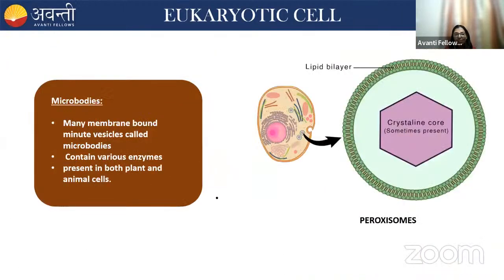Next are the microbodies. They are membrane-bound minute vesicles. They contain various enzymes. They are found in both plants and animals. Examples: peroxisomes, spherosomes.